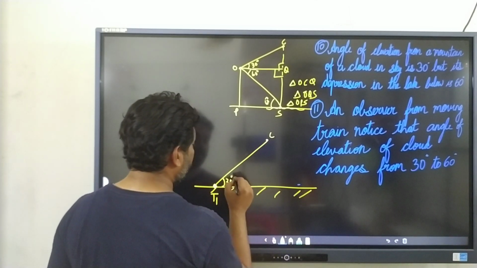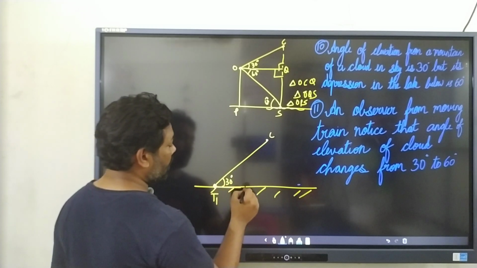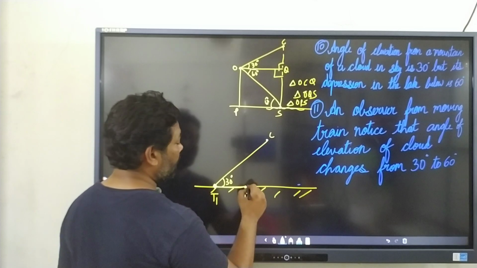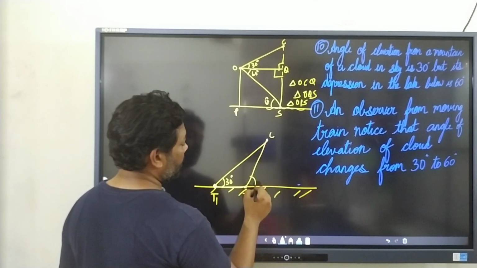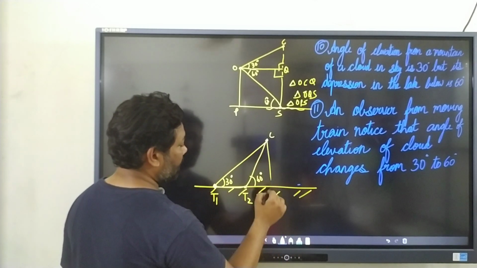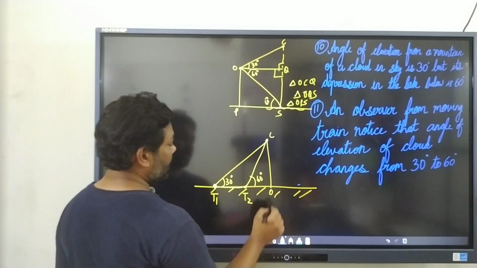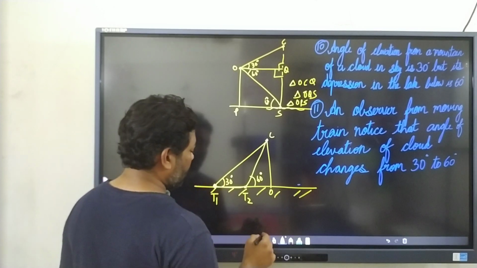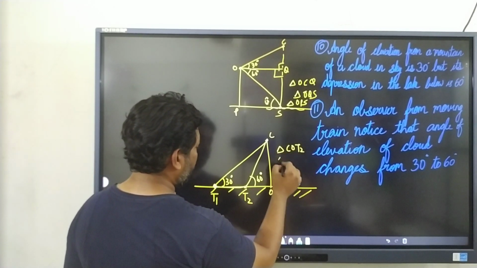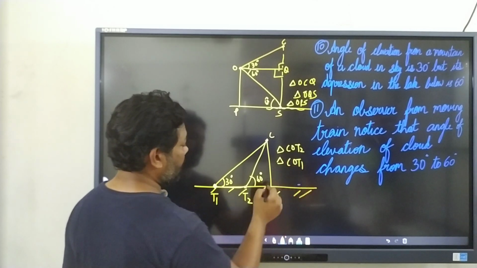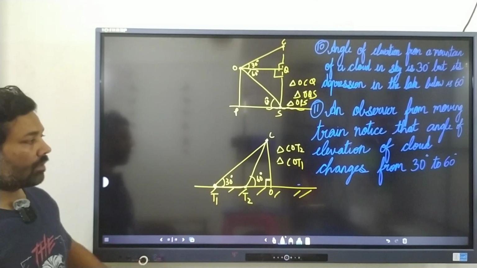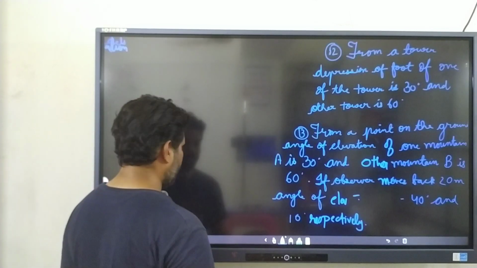Angle of elevation needs to be increased, so we need to go closer to the cloud. So train is moving here from T1, it has come to T2. So now the angle of elevation is 60 degree. So once again you can draw the right angle triangle T1, T2, and let's say this is O. So triangle COT2, triangle COT1, these are the right angle triangles, right? So common 90 degree for both the triangles. You can do the calculations.